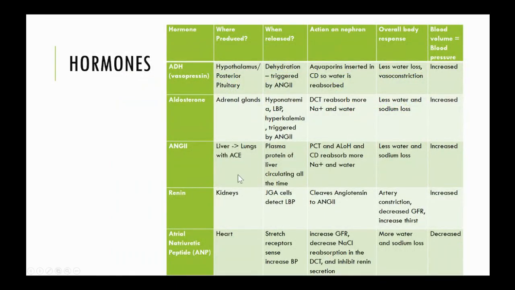So when we look at ADH, which is also known as vasopressin, the antidiuretic hormone, it's produced in the hypothalamus and then stored in the posterior pituitary. It's released when we have dehydration, and it's triggered by ANG2. The aquaporins are going to be inserted in our collecting duct, so the water gets reabsorbed.